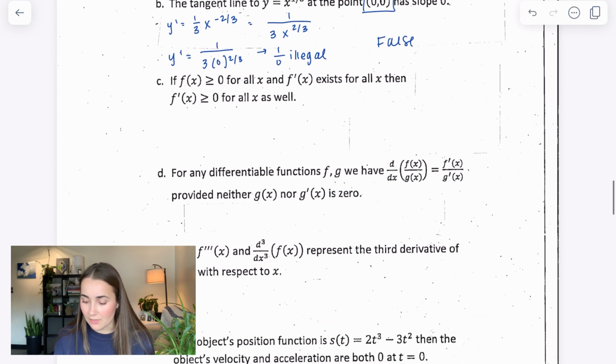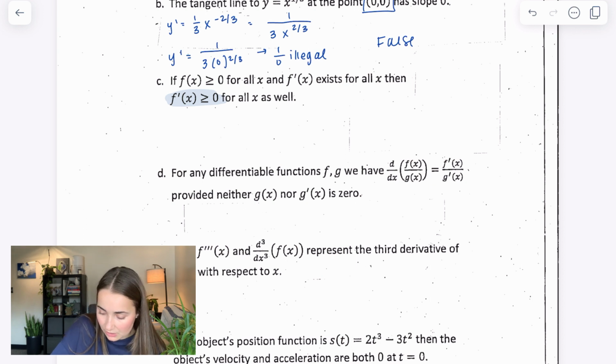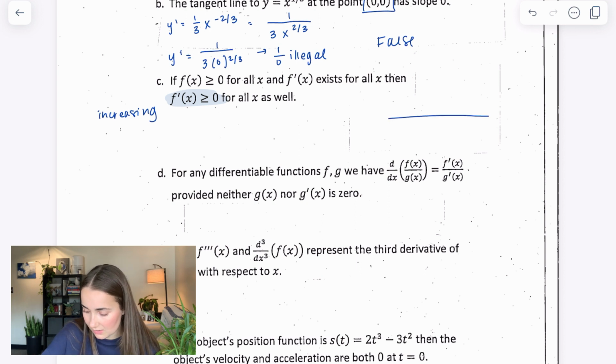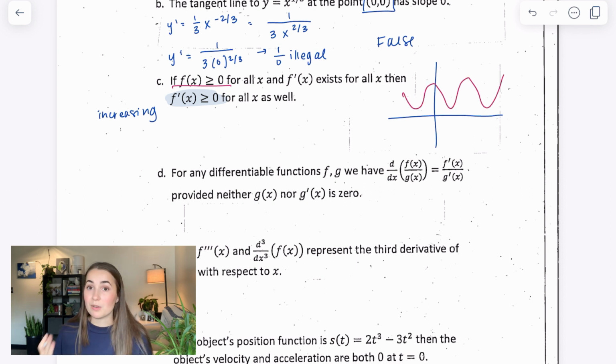For part C, if f of x is greater than or equal to 0 for all x values and f prime of x exists for all x, then we have that the derivative is greater than or equal to 0 for x as well. Let's go ahead and think about this. If the derivative is greater than or equal to 0, then that means our function is always going to be increasing. So we have a constant increasing function. But if I go ahead and draw an example where our function is always greater than 0, something like this, well, it's always greater than 0, but I have some cases where it's not increasing. Look right here, it's decreasing, decreasing, decreasing. And so this is going to be another false statement. Just because it's greater than or equal to 0 does not mean that it will be increasing the entire time.